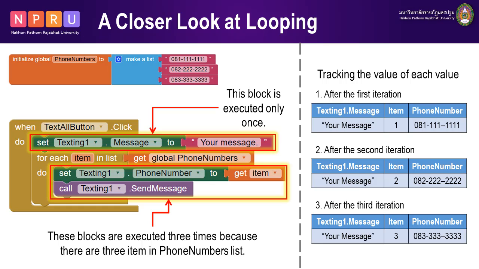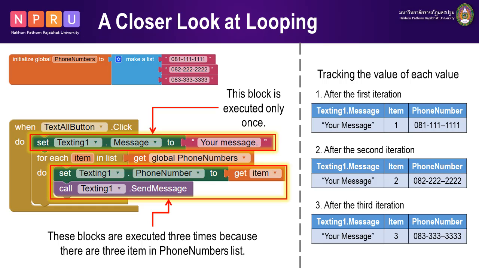After reaching the last block within the for each, the texting1.sendMessage block, the app loops back up to the top of the for each and automatically puts the next item in the list, 082 222 2222, into the variable item. The two operations within the for each are then repeated, sending your message text to 082 222 2222. The app then loops back up again and sets item to the last item in the list, 083 333 3333. The operations are repeated a third time, sending the third text.